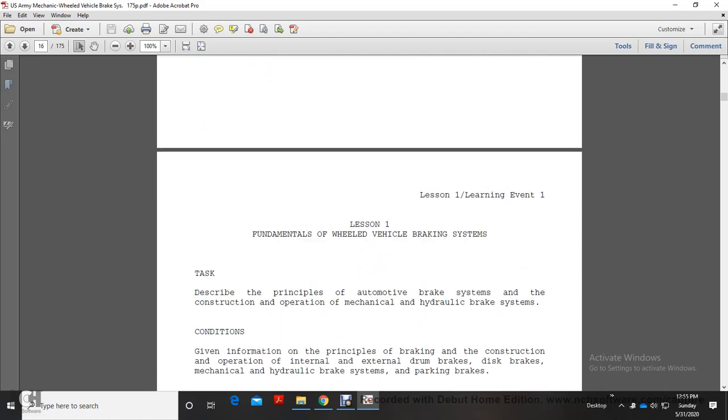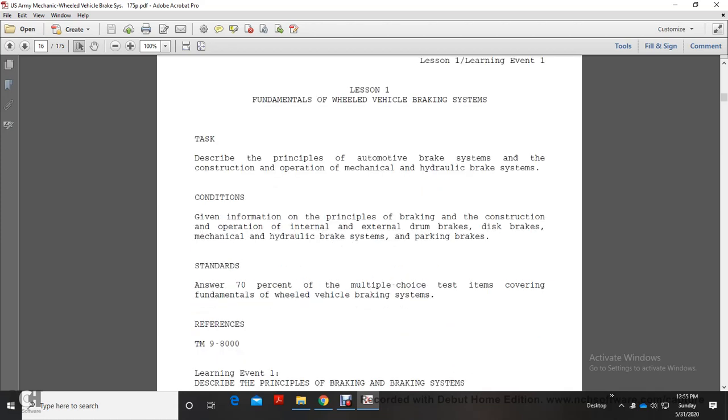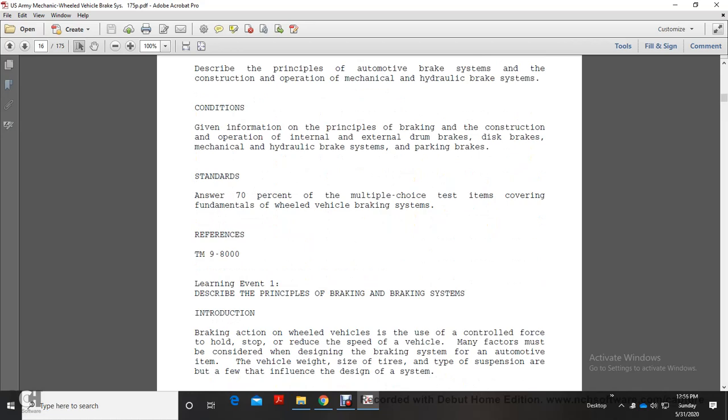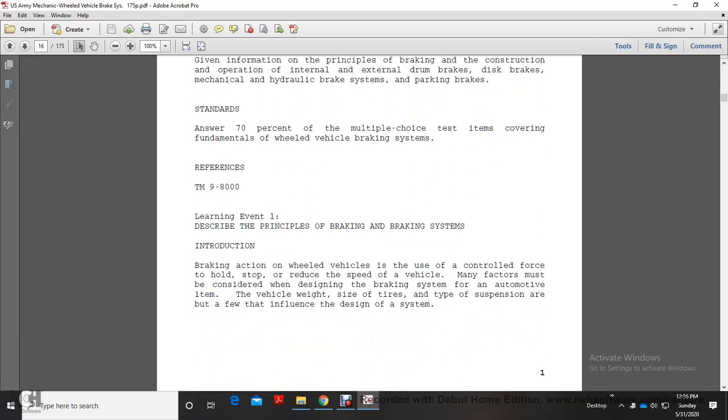Lesson 1, fundamental wheel vehicle braking system. Describe the principal automotive brake system, the construction, and operation of mechanical and hydraulic brake system conditions. Give the information on principal braking, construction, and operation of internal and external drum brakes, disc brakes, mechanical and hydraulic brakes, and parking brakes. And then reference TM 9-8000. Learning event 1, describe the principal braking and braking system.